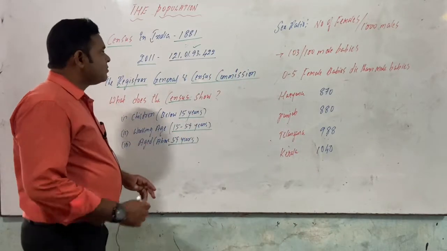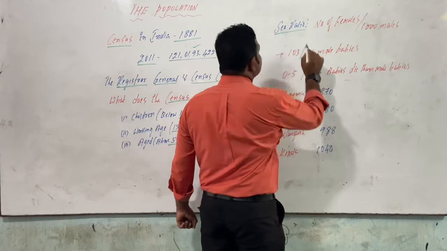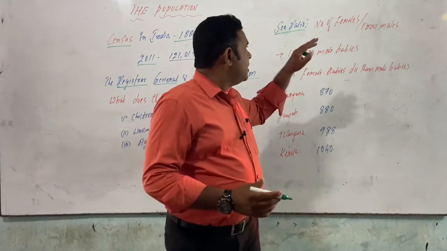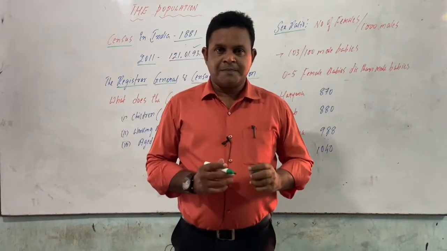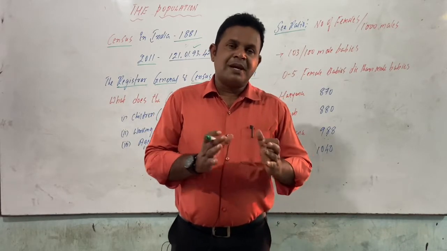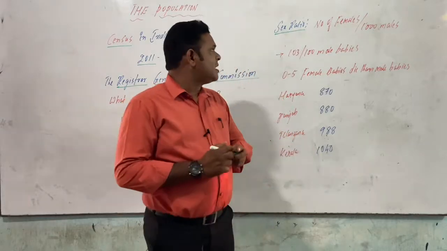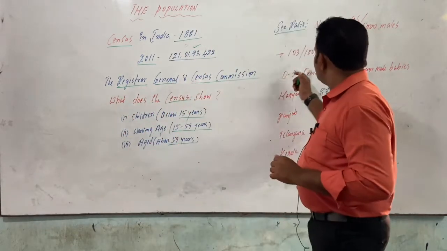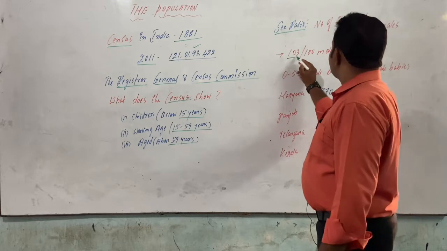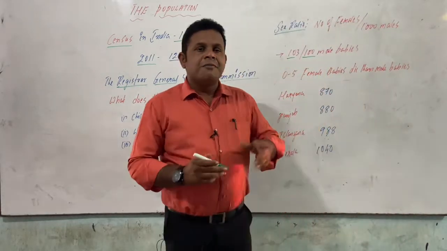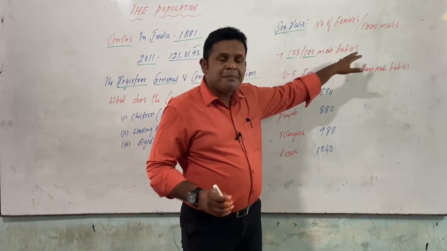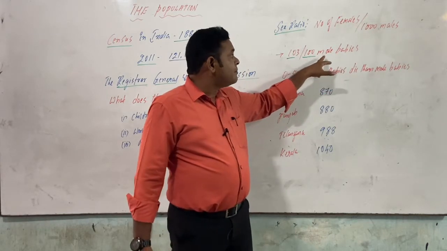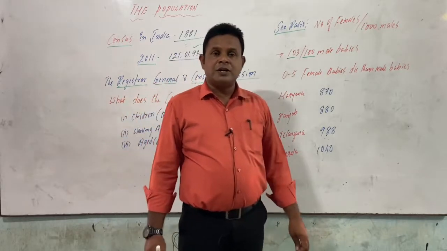Coming to the next, a very important one: the sex ratio. Sex ratio generally means the number of females per 1,000 males. Sex determination, male, female or gender, is what we call gender bias. So in this calculation, one out of three are female babies when you compare to male babies. These are the things we can notice.